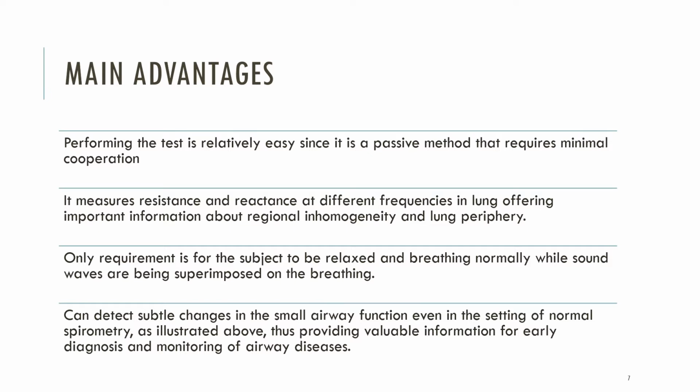Also, it measures resistance of the airway and reactants at different frequencies, offering very important information on how the lung is doing. The word resistance, I'm sure you know, think about asthma, think about secretions, but reactants might be a word that you're not familiar with, which I'm going to get into in more detail a little bit later. Think of reactants as compliance of the lung, the elasticity of the lung. The only requirement for the patient is to be relaxed and breathe normally while these sound waves are superimposed on breathing. The beauty of this test, it can detect subtle changes in small airway function that are not normally found in spirometry. So it could really determine whether you have peripheral airway disease much more efficiently than spirometry testing. These are some of the major advantages of the system, and we're going to get more into definitions as we go along.